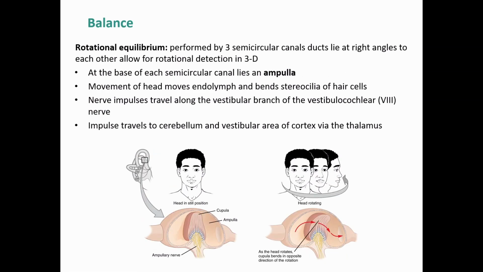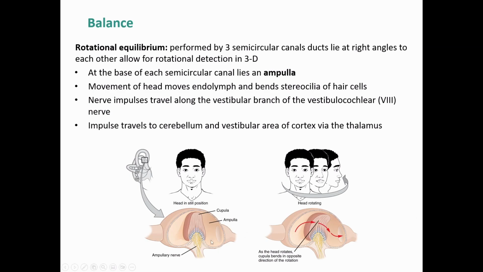Rotational equilibrium, again, you have 3 of these semicircular canals. They're all at right angles, so you have one that's up and down, one that's left and right, one that faces forward and backwards. That gives you 3 dimensions. And at the base of each semicircular canal, we have an ampulla. So here's our ampulla, down here in this picture.